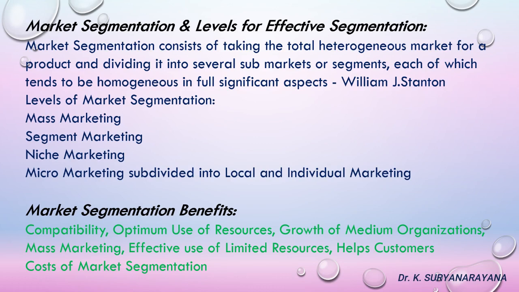Coming to the levels of market segmentation: mass marketing, segment marketing, niche marketing, micro marketing. Mass marketing is a type of marketing which involves production of mass consumer goods and practicing mass distribution and promotion methods. It helps in creating a large potential market for selling the goods. It reduces the costs incurred during various processes of production, promotion, and distribution of consumer goods.